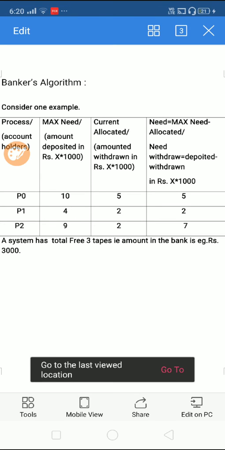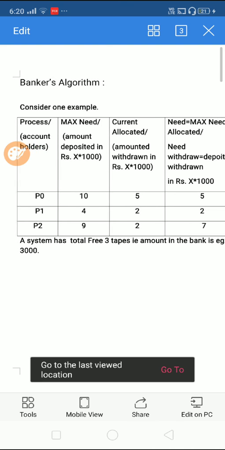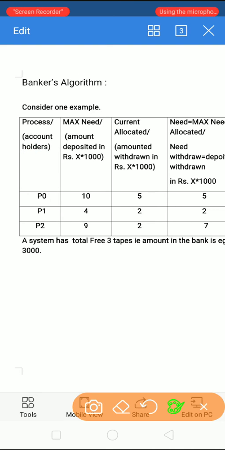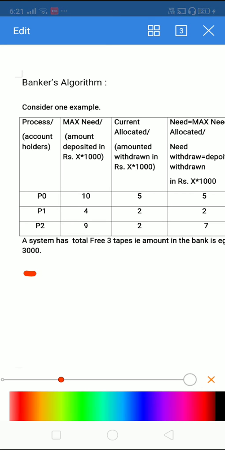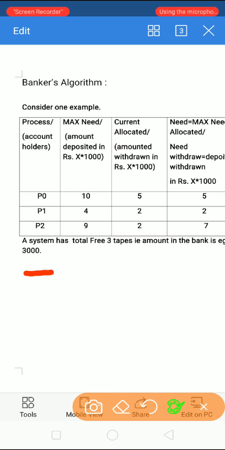Now if P0 wants to withdraw 5,000, but the system, your bank, has only 3,000 rupees, then with the 3,000 rupees, can the request made by the process P0 be satisfied or not?